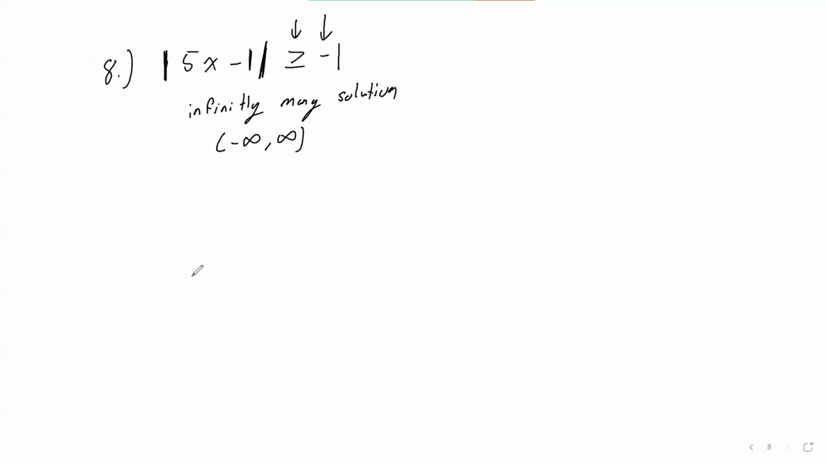Also, they want you to graph this. Here's 0. This is the graph. Literally everything. So anytime you have a greater than and a negative, it's infinitely many solutions and goes from negative infinity to infinity, and you just shade the entire line. There's no actual work to do. Right. Absolutely.